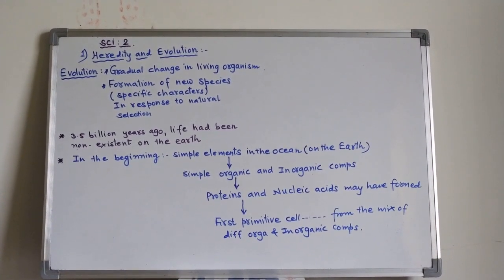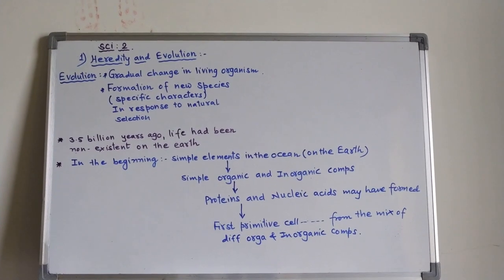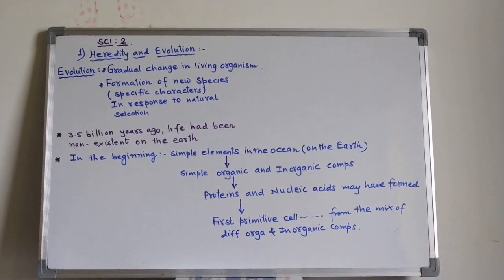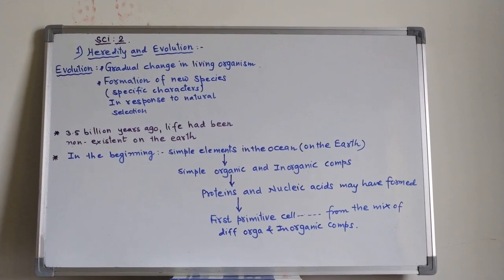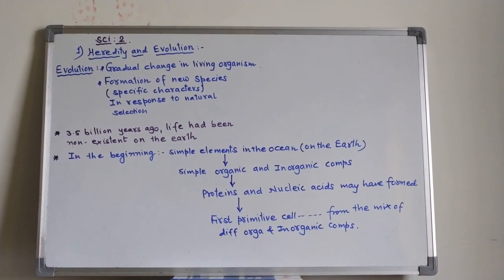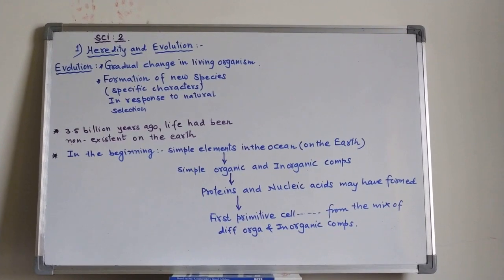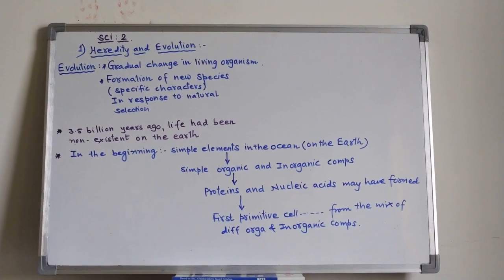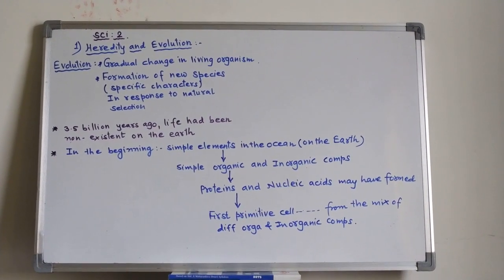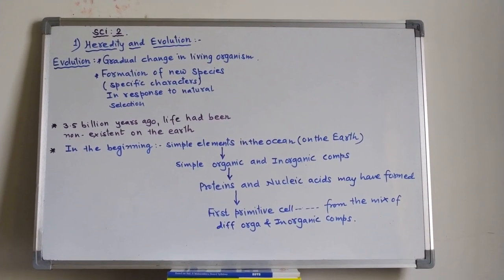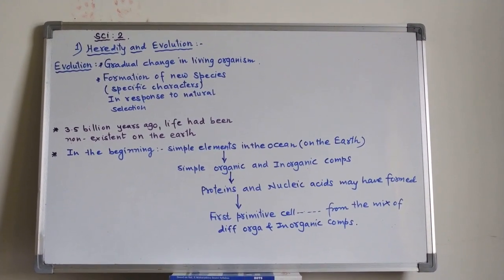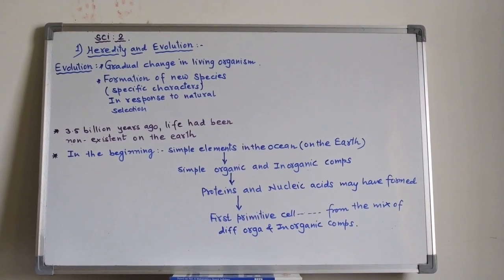What exactly does evolution mean? Evolution is the gradual change occurring in living organisms over a long duration. Definitely it's a long, slow going process. Even the formation of new species due to changes in specific characters over several generations of living organisms as a response to natural selection is also called evolution.